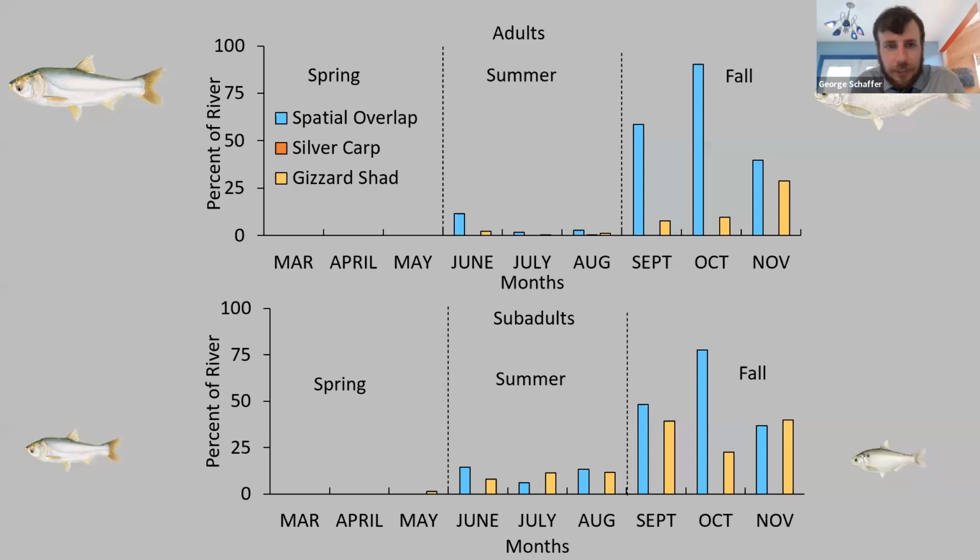So this high amount of spatial overlap might suggest that there is competition occurring for high quality habitats between these two species. But because there are also sections of river that are high quality habitat for gizzard shad only, gizzard shad could potentially utilize these areas to escape competitive pressures inflicted by silver carp.